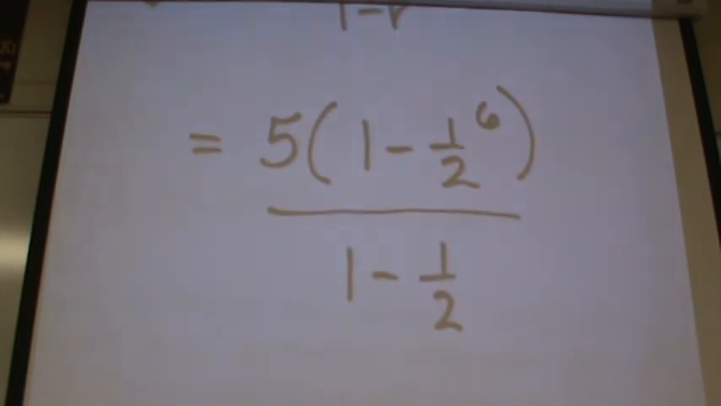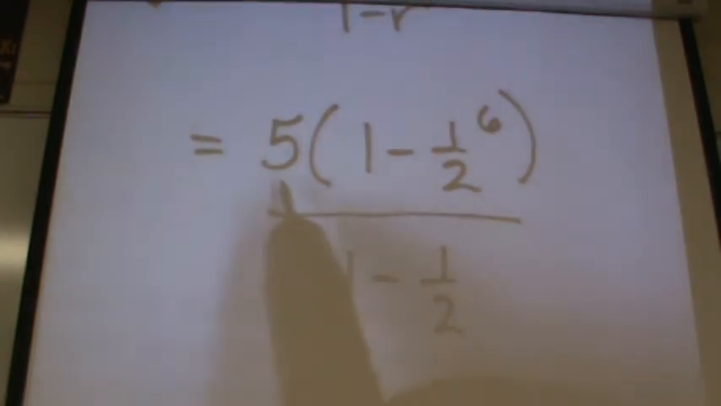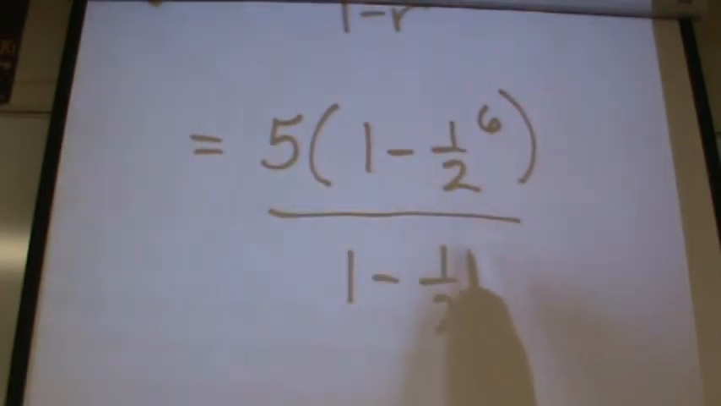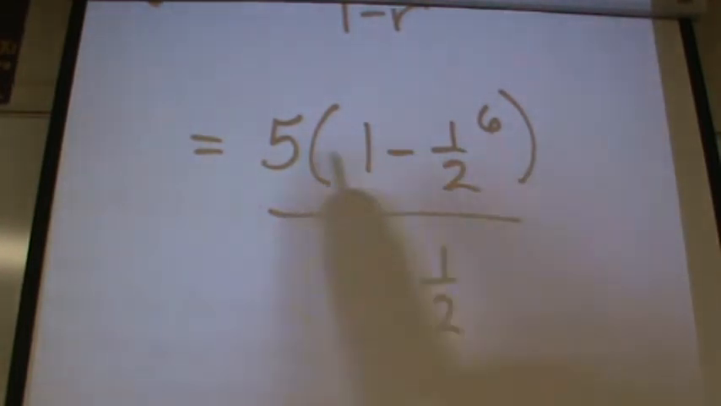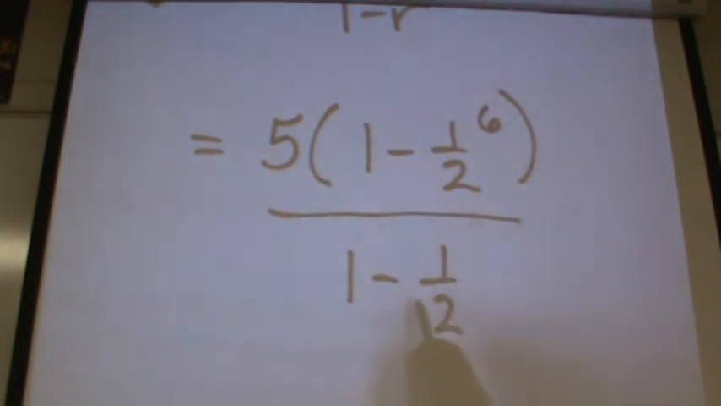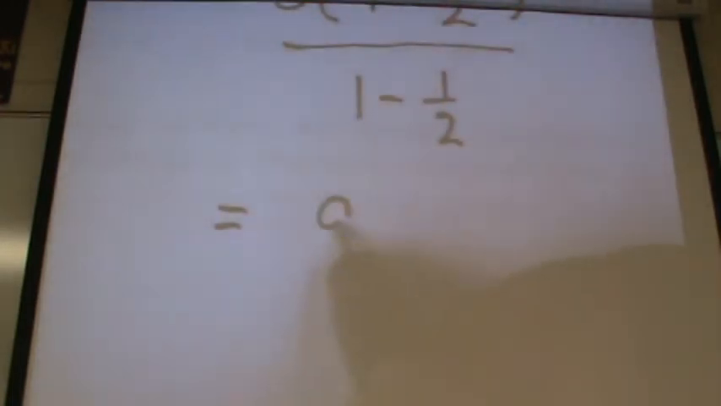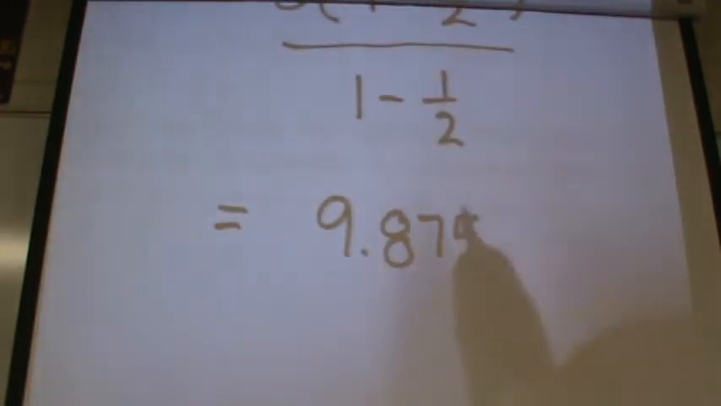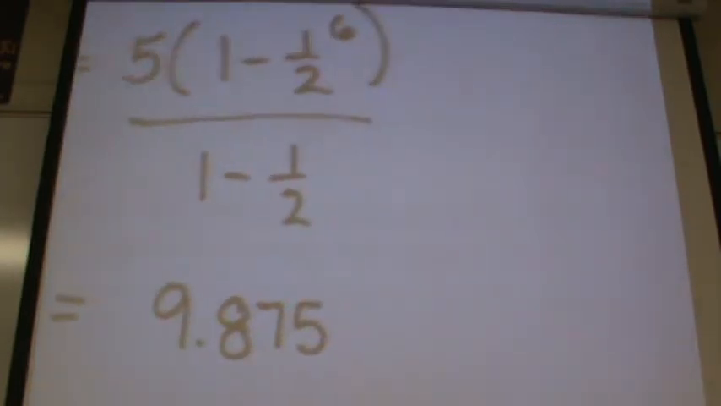So here is your work. You have a 5 for the first term, half for the ratio. Now how do you do this on a calculator? You could do this first, this 1/2 to the 6th power, and then do 1 minus that answer, multiply that by 5, and divide this all by a half or 0.5. You should get, for number 15, I got 9.875. So on a calculator, how does this look?